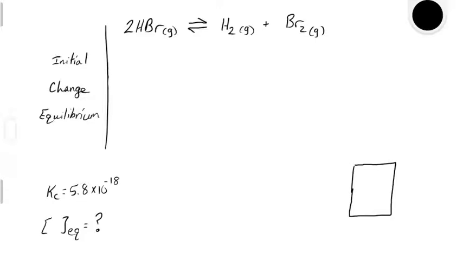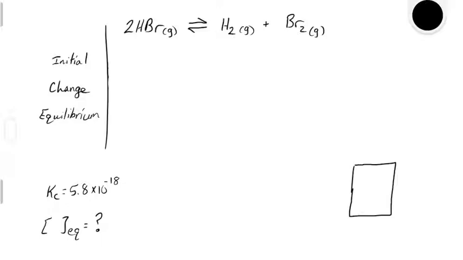Consider the reaction between hydrogen bromide gas and hydrogen and bromine gases. In this example, we'll do a type of equilibrium calculation where we go from an initial set of conditions to equilibrium conditions using a K value.